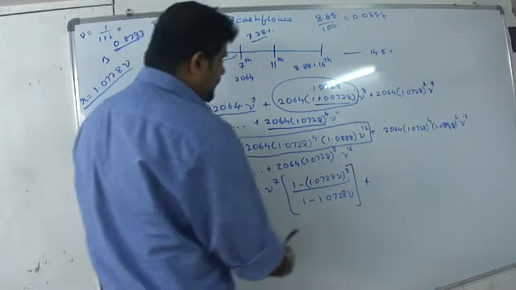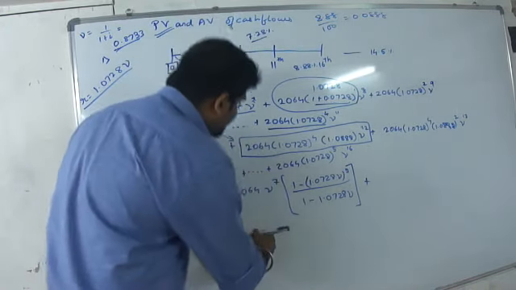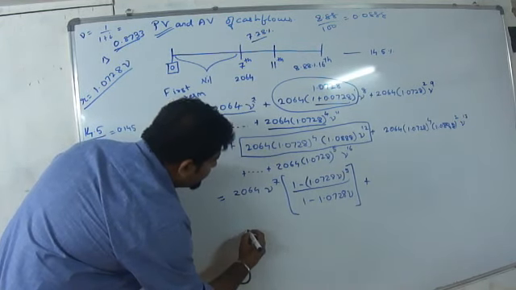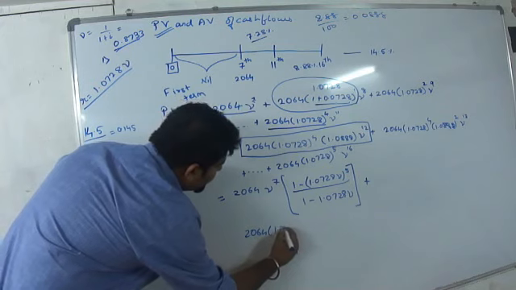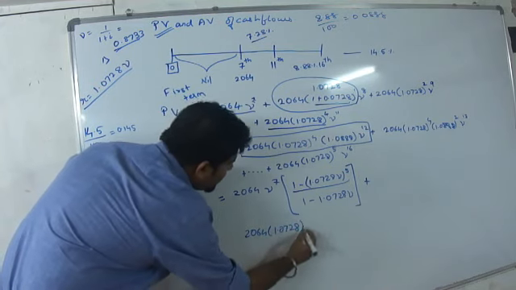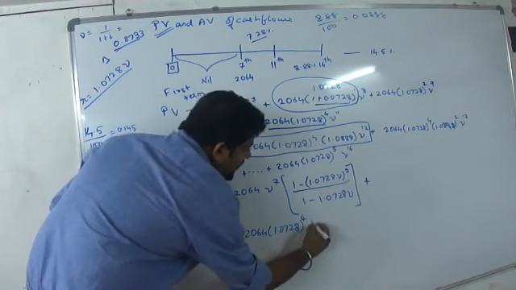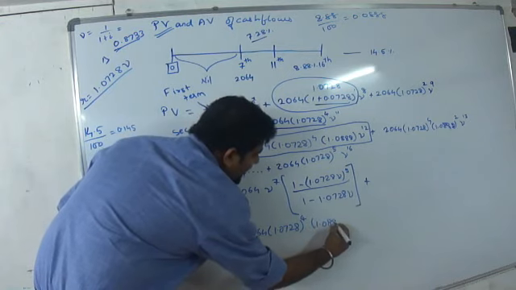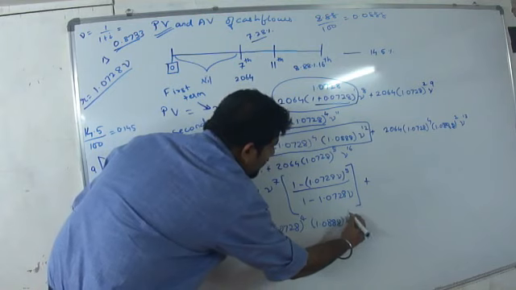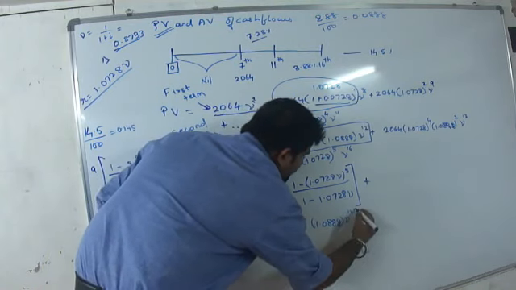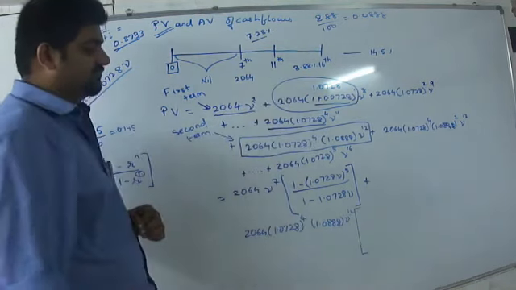So you can write down the A is 2064 into 1.0728 to the power 4 into 1.0888 into nu to the power 12. This was your first term.